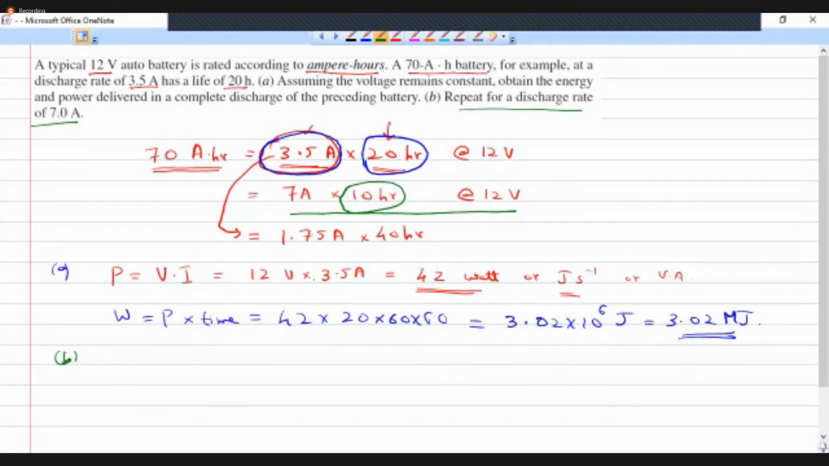We are not changing the terminal voltage. The terminal voltage remains the same, 12 volts, and we are drawing twice the current. So what happens to the power? The new power is twice the initial power. Okay, P is the initial power. The new power P dash is equal to twice of P. So that will be 84 watts. Or you can use this equation also: instead of 3.5, replace it with 12 into 7. So that will be 84 watts.